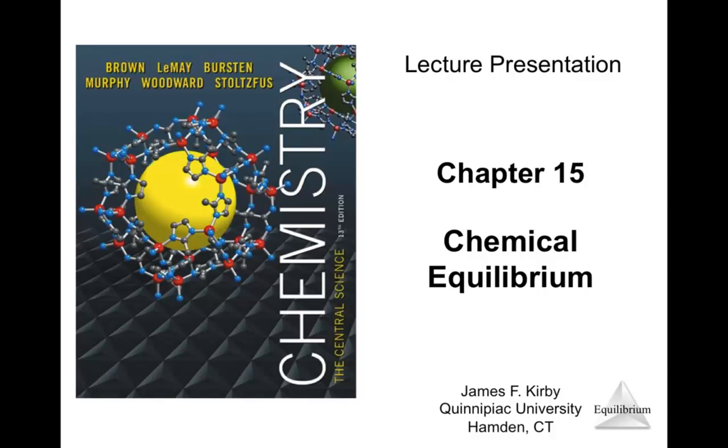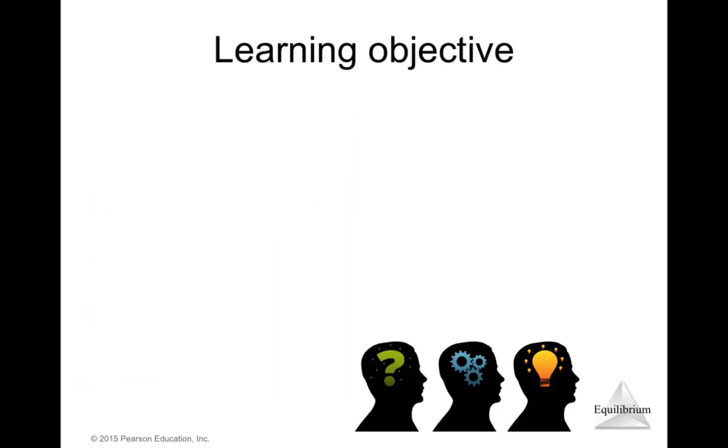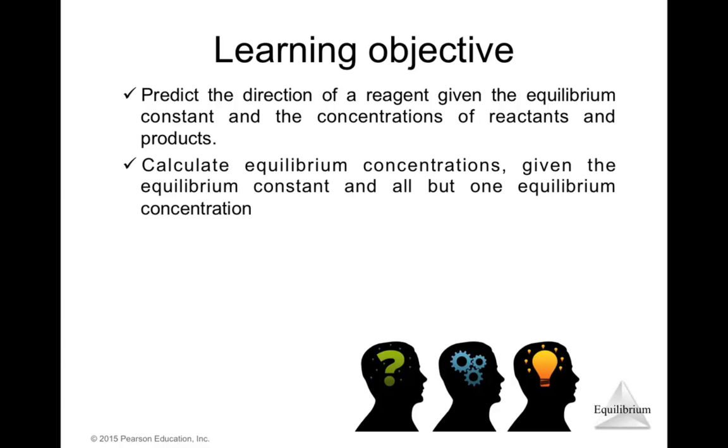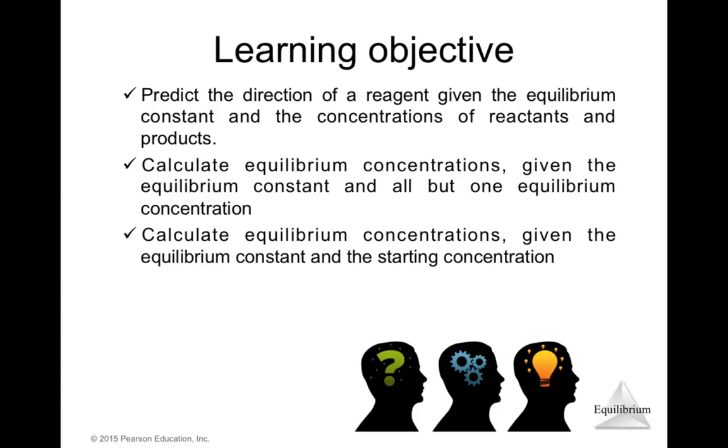So let's keep talking about chemical equilibrium in this second model of chapter 15. By the end of this model, you will be able to predict the direction of a reaction given the equilibrium constant and the concentration of reactants and products. Also, you will be able to calculate the equilibrium concentrations given the equilibrium constant and all but one equilibrium concentration. Also, you will calculate the equilibrium concentrations given the equilibrium constant and the starting concentrations.